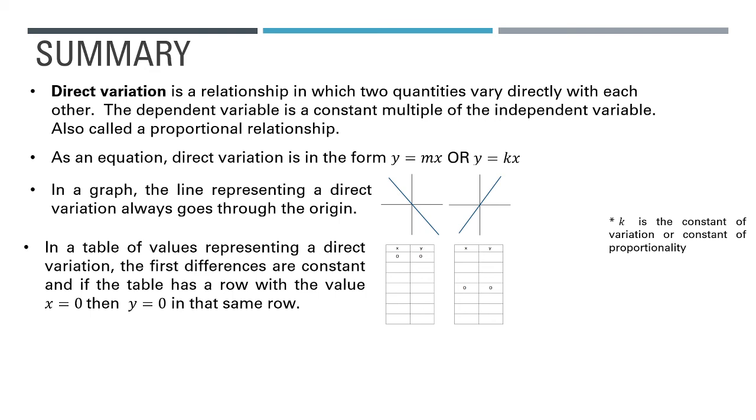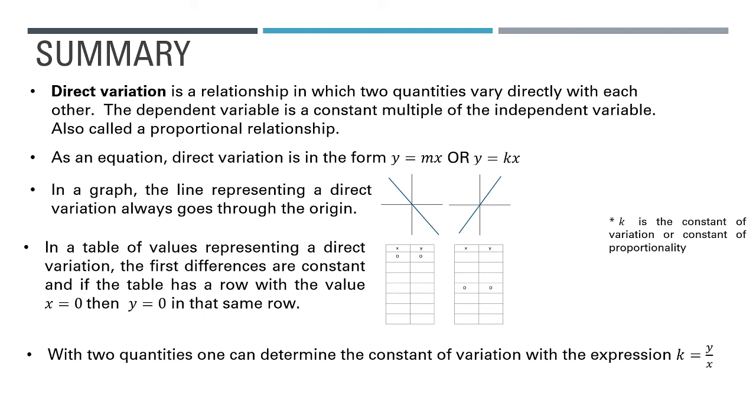It's also possible to represent, however, direct variation with no 0, 0 in the table of values. What is important is that if there is a row with 0 for x, that the y value must also be 0. Lastly, we learned that with two quantities, one can determine the constant of variation with the expression k equals y over x, and we saw that just moments ago.